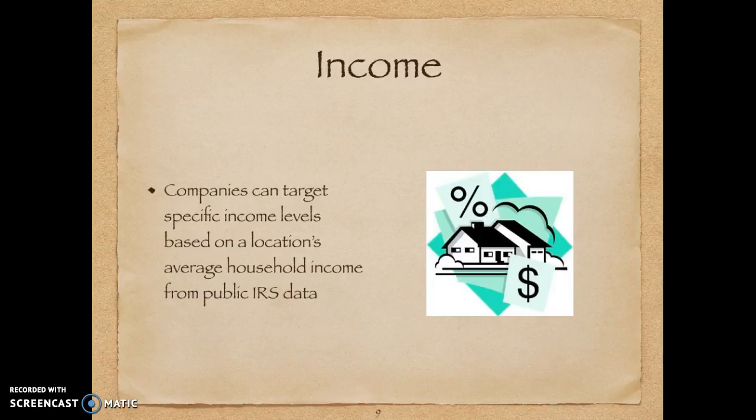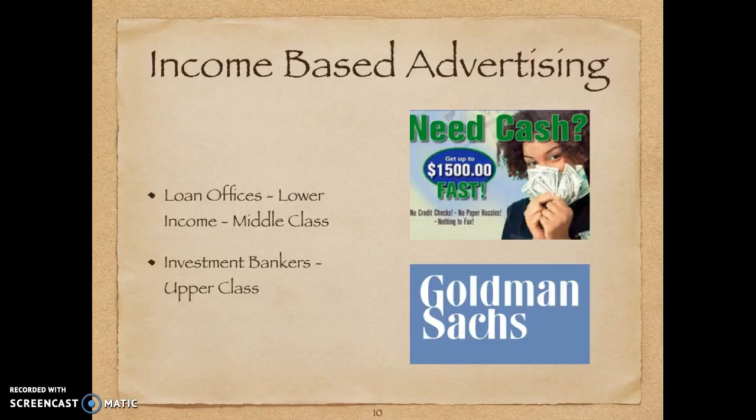You may be thinking, why is this important? Wouldn't a company want to advertise to all income levels in order to attract the most customers? In some cases, this might not be accurate. Some key examples of this would be loan offices and investment bankers. Loan offices are going to want to market toward the lower income and middle class areas where they can draw in people who need the extra money in order to sell their service.